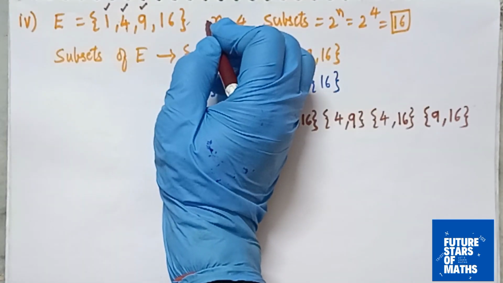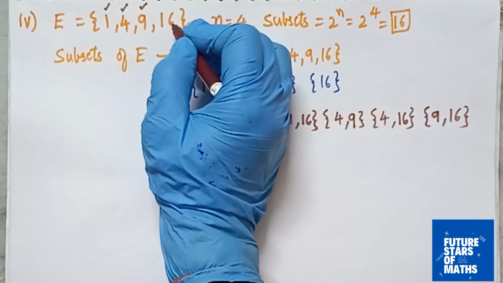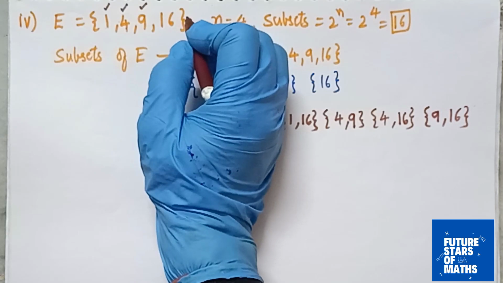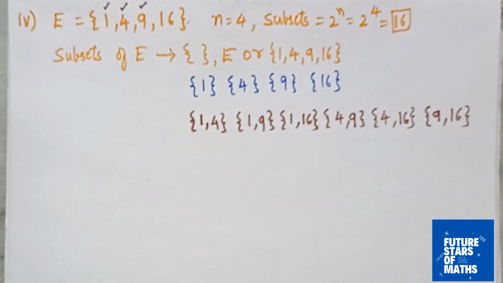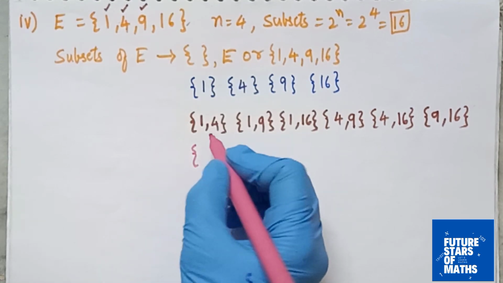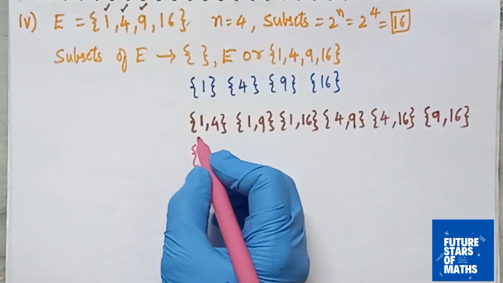With 16, is any pair left that we can make? No, because all the pairs are completed. No other elements after 16. So all possible pairs are over now. So now what do we have to do? We have to write the next line. In the next line, what? We will get 3, 3. Okay, 3 elements in each subset.